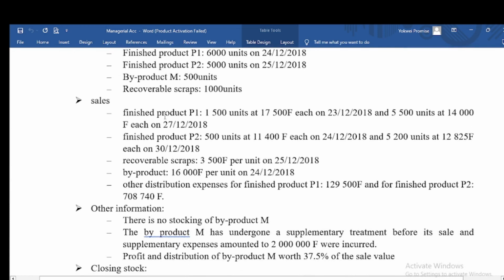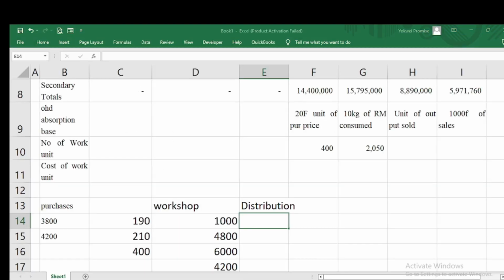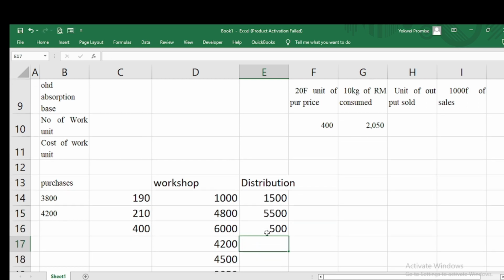Voila. So finished product P1, we have 1,500 units and 5,500 units of next finished product P2, this. So please, we are going to take only the units. So let's move back to our worksheet. So distribution, we are going to have 5,500, 500 units, 5,200 units.